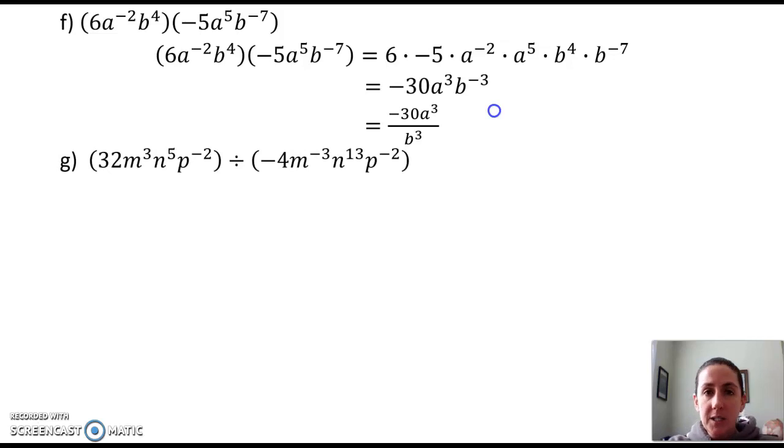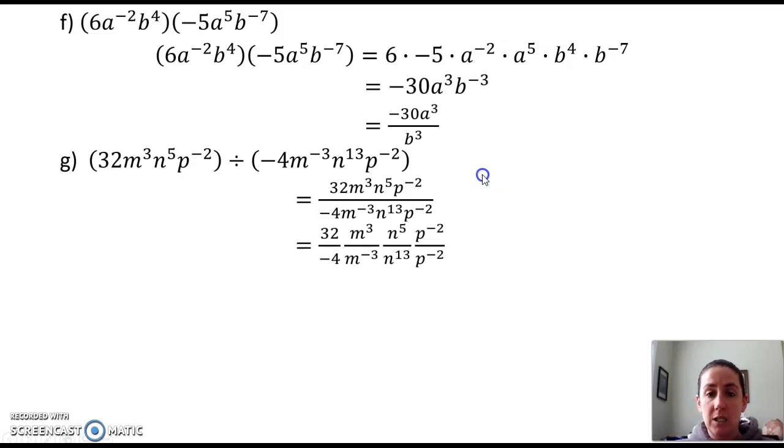Now here, your textbook likes to write it as a division sign, which is why I wrote it as a division sign. When you're taking 32 m to the third, n to the fifth, p to the negative 2, divided by negative 4, m to the negative 3, n to the 13th, p to the negative 2, that's the same thing as taking this entire term over this entire term. So now when you're dividing, we can divide the numbers, divide the m's, divide the n's, and divide the p's, so we can separate them if we need to.